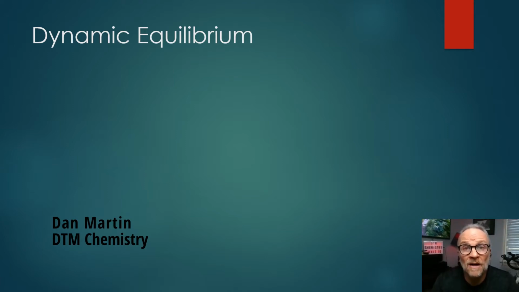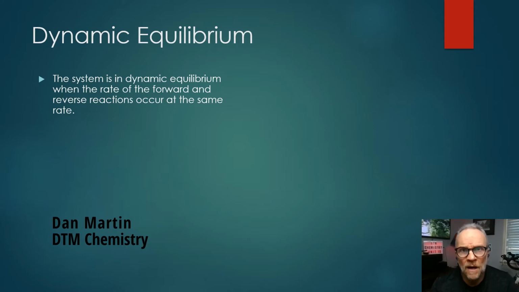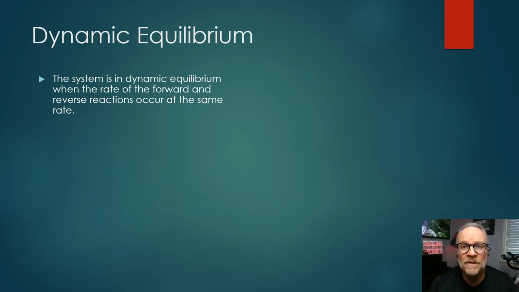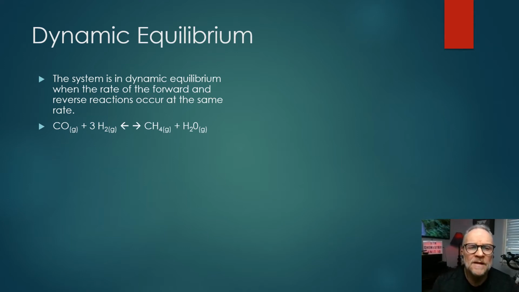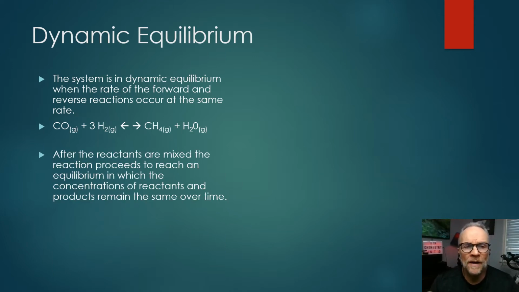Okay, so when we talk about chemical equilibrium, we say it's a dynamic equilibrium because products and reactants are constantly being formed after the reaction starts. When you mix your reactants up, they automatically form the products, and as soon as that happens, the products reform to make the reactants. And so this forward and reverse reaction are happening at the same rate. So the system in a dynamic equilibrium is when the rate of the forward and the reverse reactions occur at the same rate. So in our example here, we have carbon monoxide and hydrogen forming methane and water.